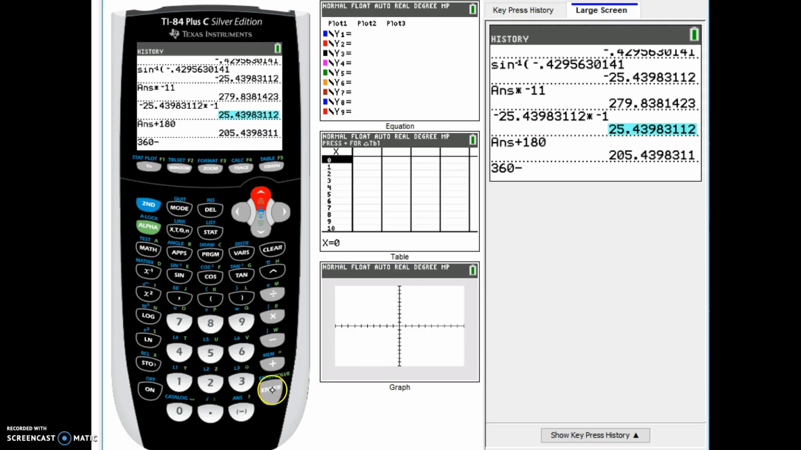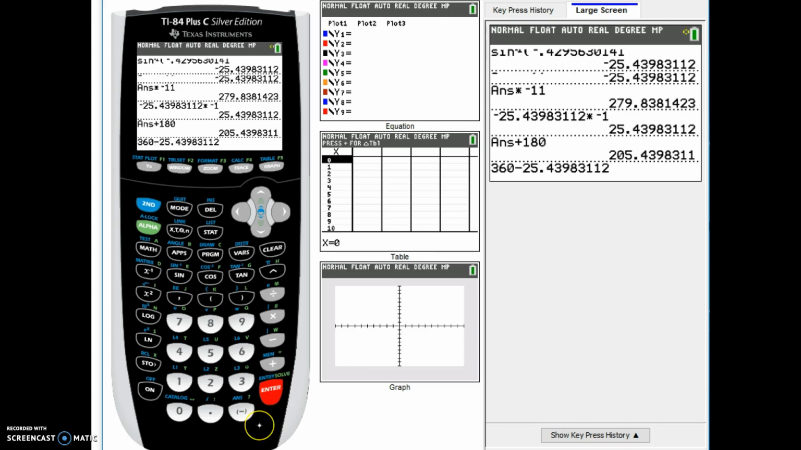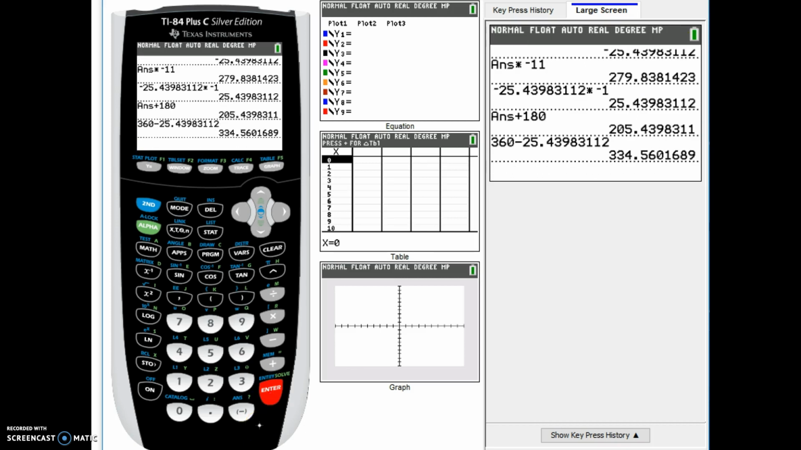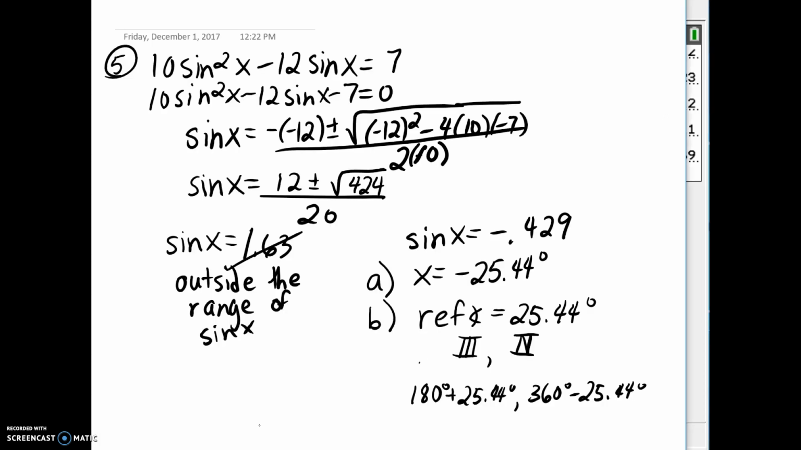And then if you had to scroll back up and get the answer, you can scroll up, grab the one that you're looking for, and make sure you continue to use those exact values. So 205.44 and 334.56. Just double check that. 334.56. And those would be your only two answers there, because the other one did not end up working out.